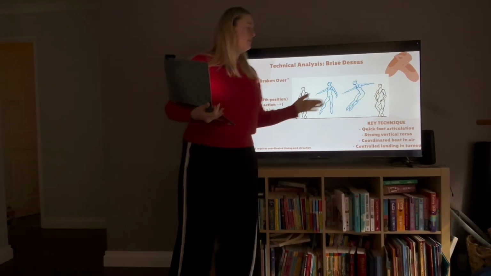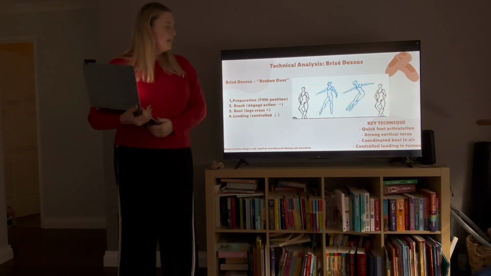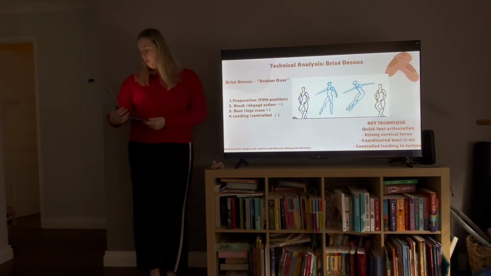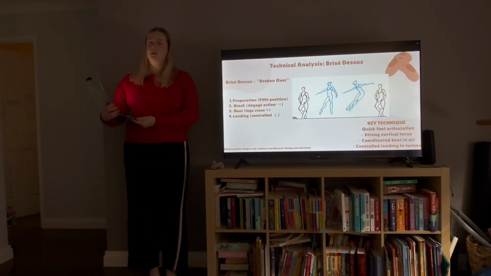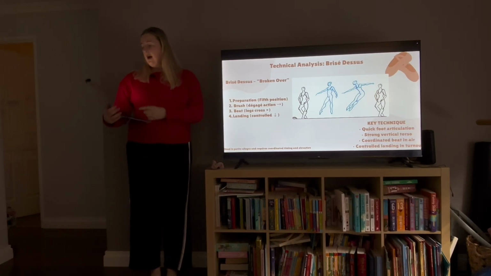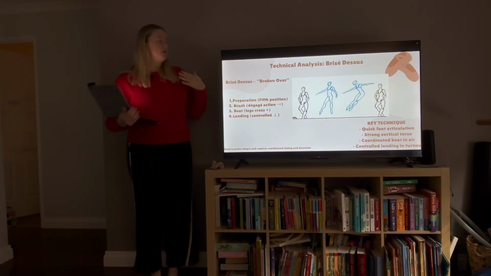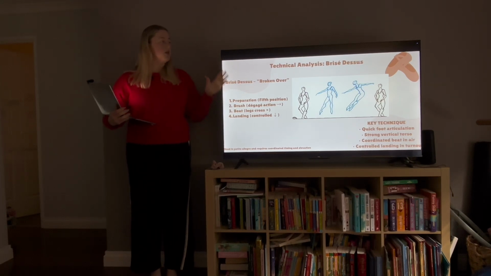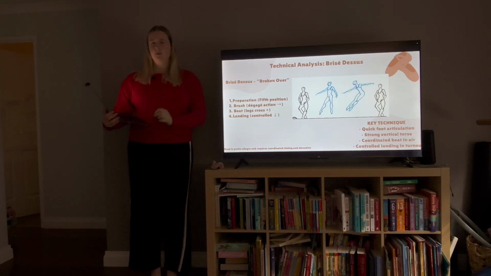See, these 2 girls are the same. Key techniques that we need to address are quick footwork, strong vertical torso, coordination of the beat in the air, and controlled landing within the turner. When these muscles are strengthened, that's why we do our brises in an older age group compared to the younger age group. I'm now going to show you a demonstration of teaching the brise dessous from a grade 3 to an intermediate, to see the difference between the two.